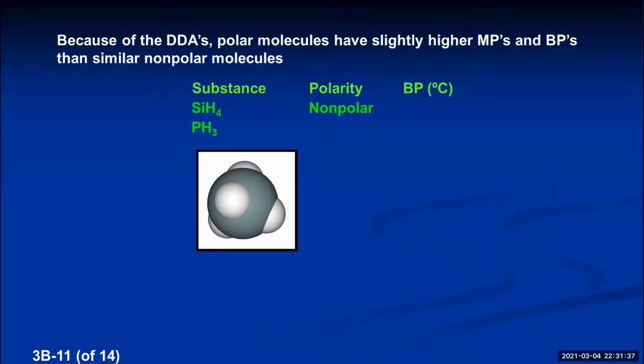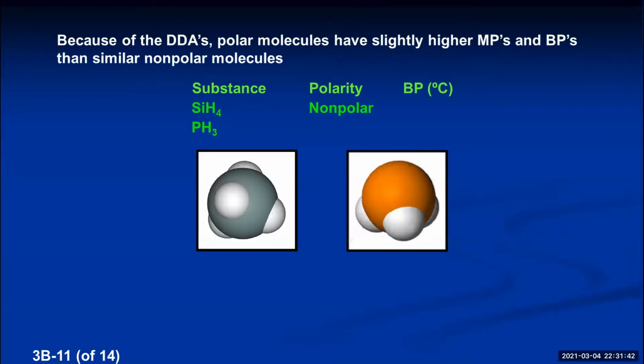Phosphine has a steric number of 4, with 3 bonded hydrogens and a lone pair. That makes the shape of the molecule trigonal pyramidal. The 3 dipole moments are in a pyramid, not planar, so they don't cancel out. That's polar. So the only difference between them is their polarity. Let's see what their actual boiling points are.